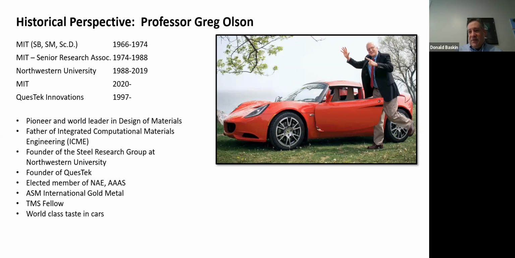He has what's called a Lotus Elan, which is an incredible example of structural optimization. I think the car was built in the 60s, and I got a ride in it once when I was a grad student. Anyway, I guess with the success of Questech, he was able to buy himself this nice Lotus Elise here, and I think it's a lot of fun.